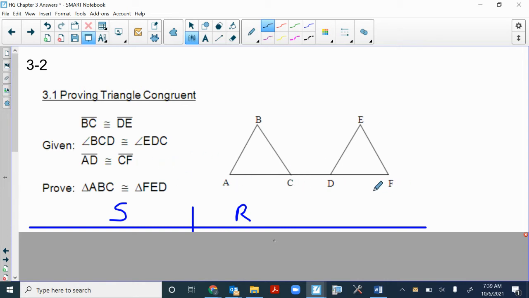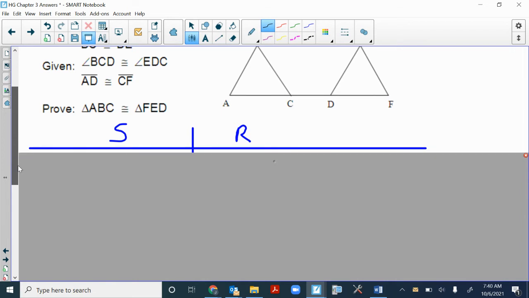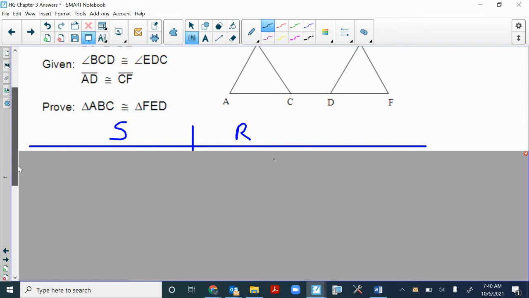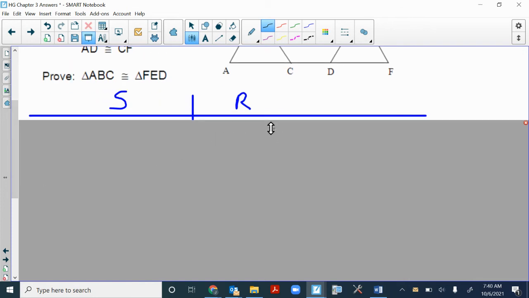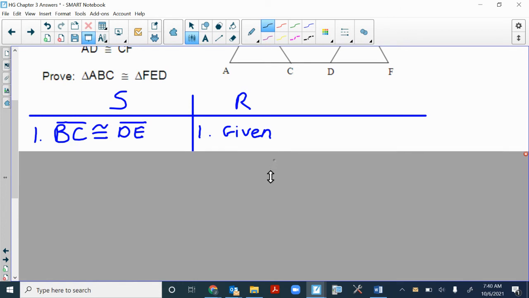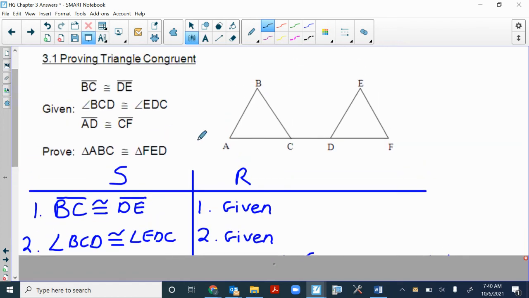So this proof is almost identical to the one we just did on the last page. So you'll see very similar steps, similar reasons. The only thing is, instead of naming one of the angles angle 1 and 2, they didn't. And so here we go. We're going to start with our given, and actually, we're going to start with two pieces of given. So right away, we know BC is congruent to DE, which means we have corresponding sides that are congruent.